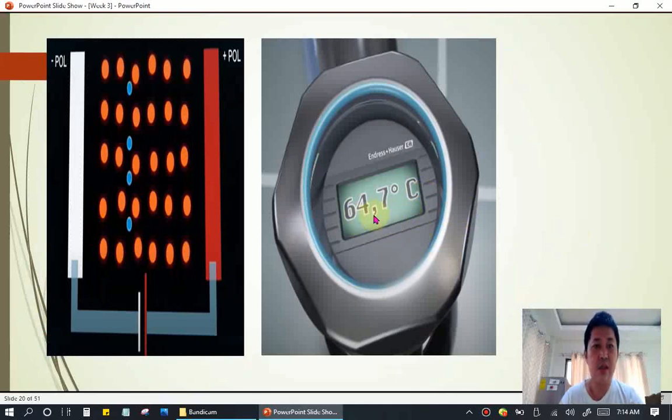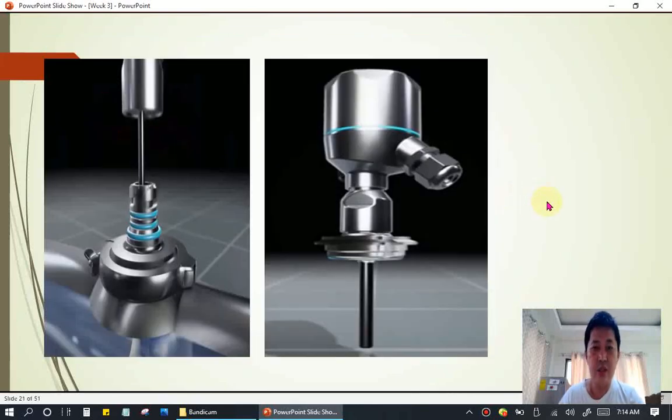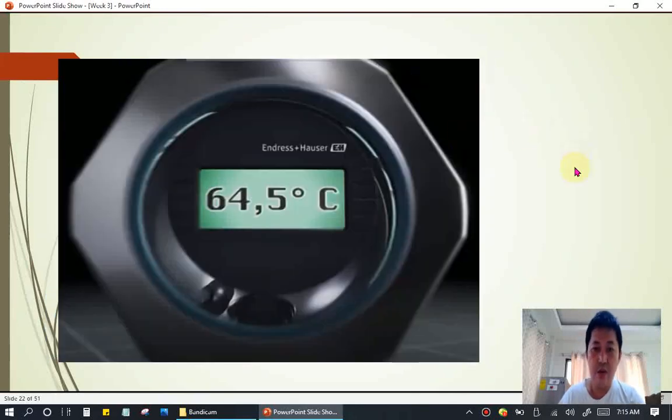So next, this is when you remove this from the pipe. This is a look-alike. This is the sensor probe that is submerged in your pipe. This is the transmitter. Now this is the reading. This is the digital thermometer of your RTD. So we have here the application.